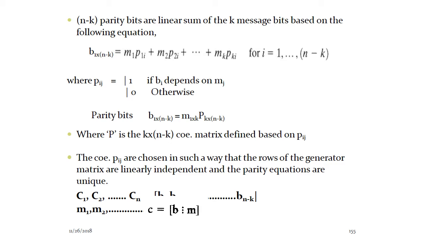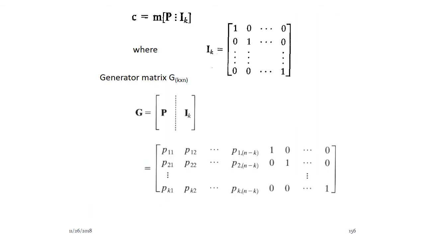The coefficients pij are chosen in such a way that the rows of the generator matrix are linearly independent and the parity equations are unique. So we have c1, c2, etc. up to cn, and m1, m2, etc. up to mk, with c = b | m, which is c = m [P : Ik], where Ik is the identity matrix, we have to write it. The generator matrix G of size k cross n is G = [P | Ik].